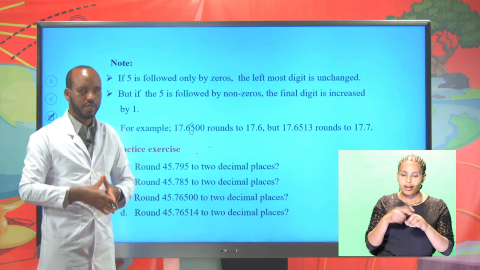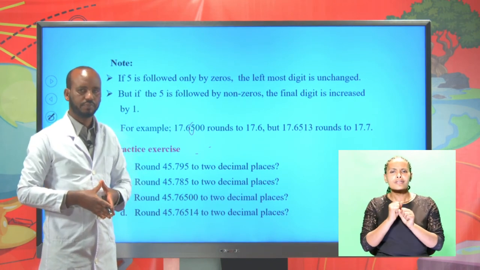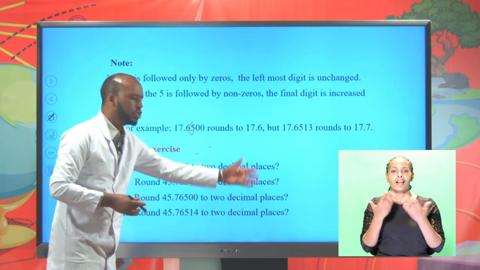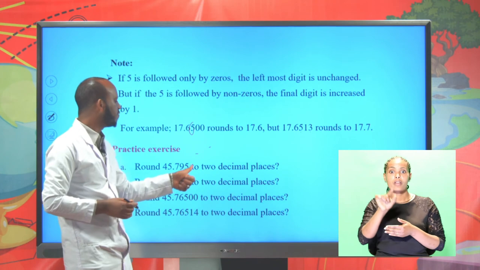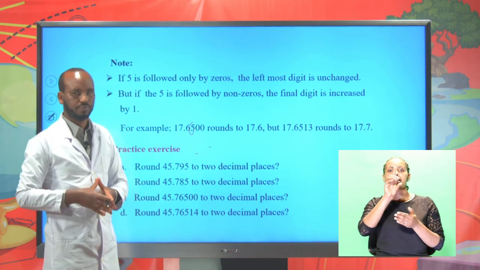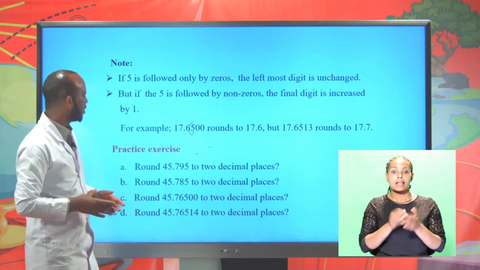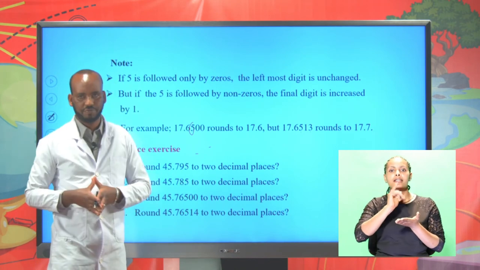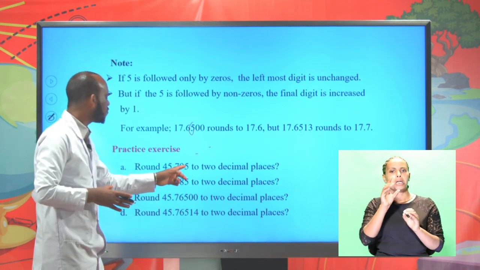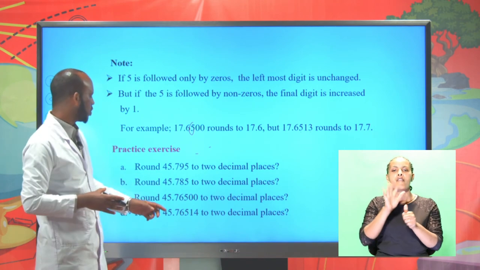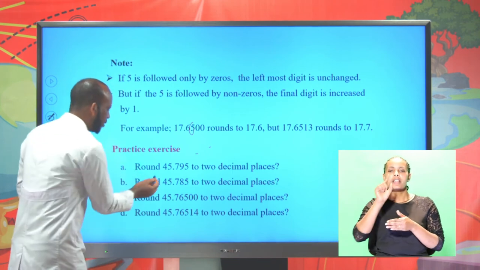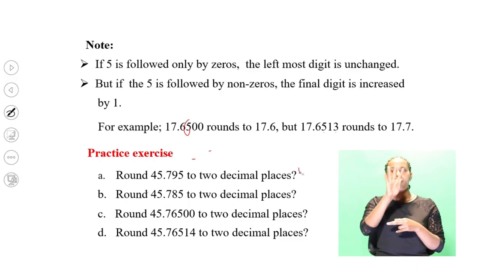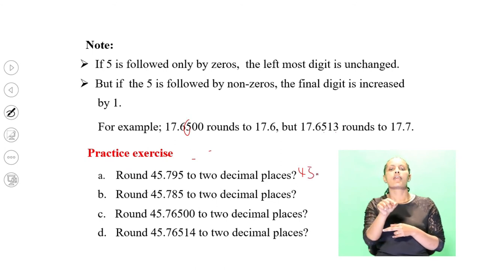Welcome back again, students. How did you do it? Good. Let us do together. A, round 45.795 to 2 decimal places. The number to be removed is 5, and no other digits follow 5. We add 1 if the preceding digit is odd. Therefore, this is reported as 45.80.